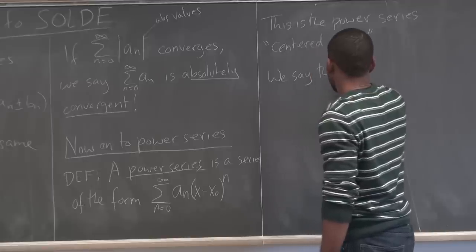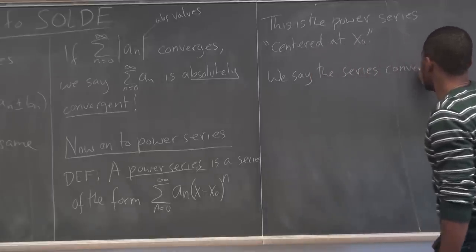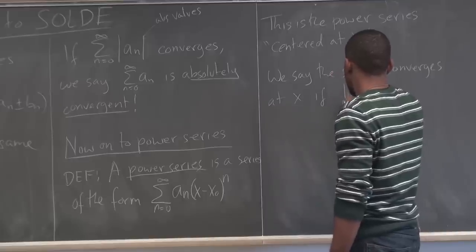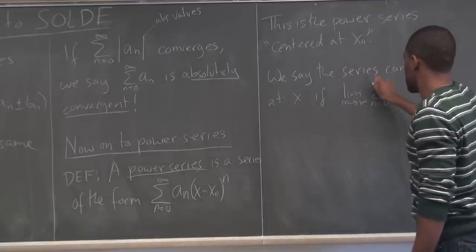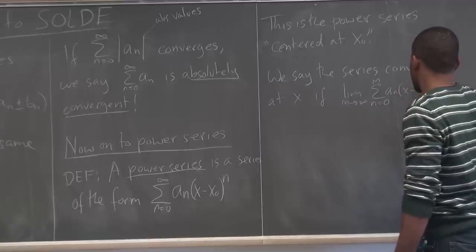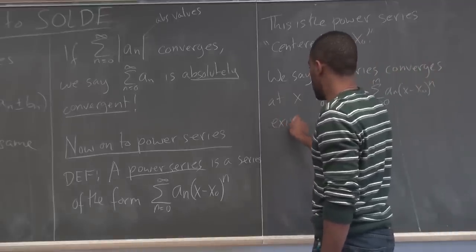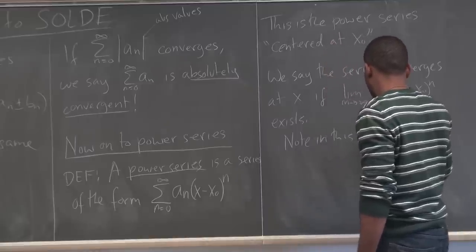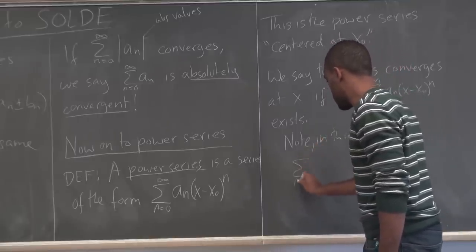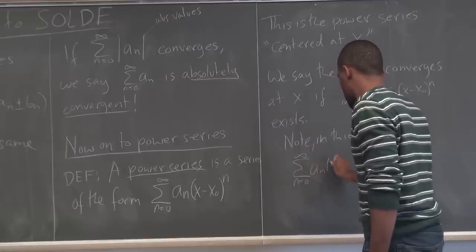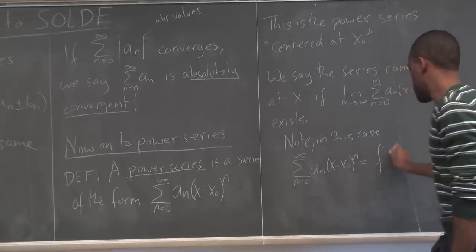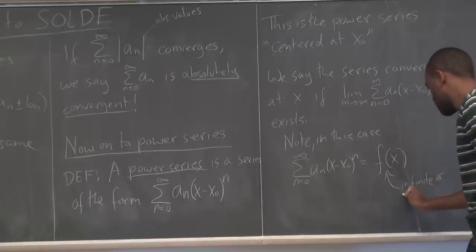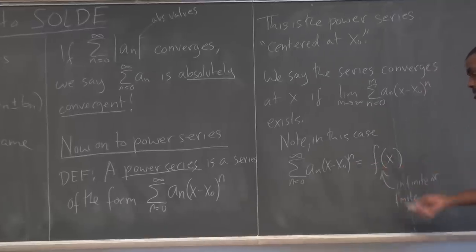We say the series converges at x if the limit as m goes to infinity of the partial sums exists. The series can actually be thought of as being equal to some function that is an infinite degree polynomial. Finite degree if a lot of the terms are zero.